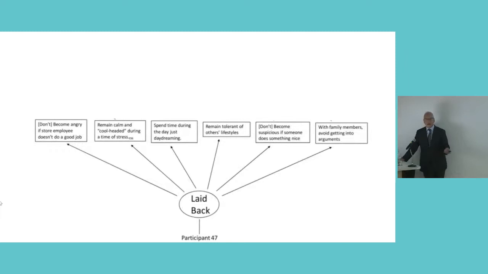People will tell you things like, I'm laid back. That's a natural thing people tell you, but it's not exactly clear what that means in the five-factor model. Maybe you could guess. But what happens is the person relates it to these situations. It's all sensible. Remain tolerant of others' lifestyles, avoid getting into arguments, remain calm and cool-headed at a time of stress, don't become angry. Everything makes perfect sense. It coheres. It's an obvious, straightforward person who doesn't become angry, is cool-headed, spends time just daydreaming. You can almost picture the person is tolerant of others' lifestyles.